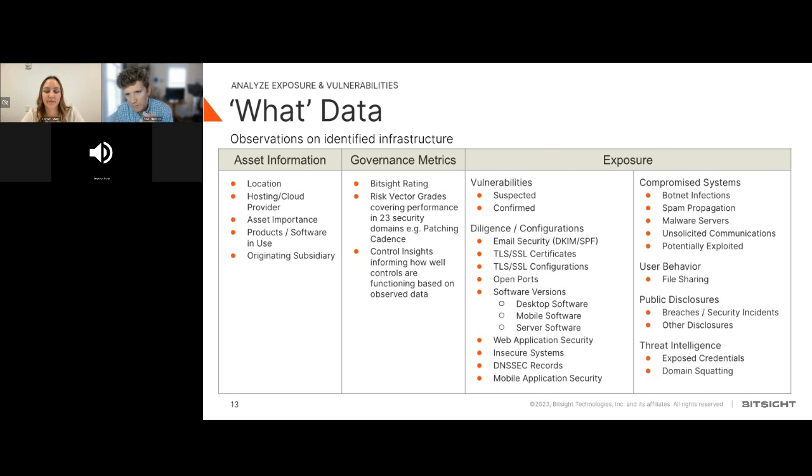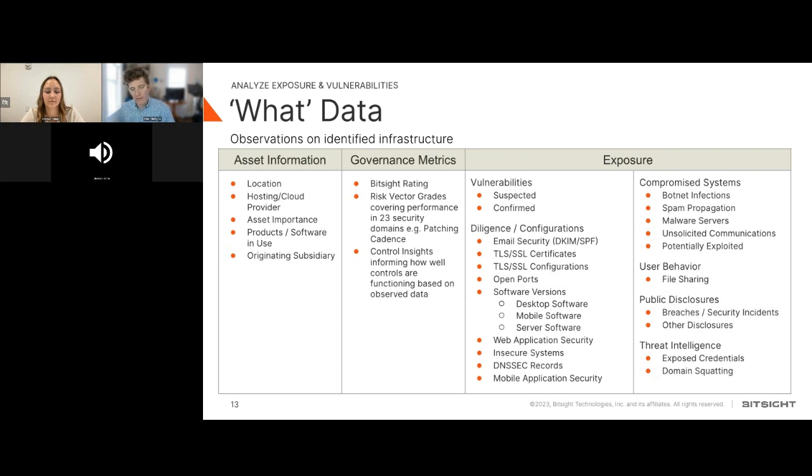User behavior is really around users in the network conducting file sharing activity. A huge percentage of the file sharing activity that goes on includes malware, along with whatever the movie or pirated software that the user's trying to download. And then we have some information which indicates past exposures and breaches, things that have been publicly disclosed, and some lightweight threat intelligence, things like exposed credentials.